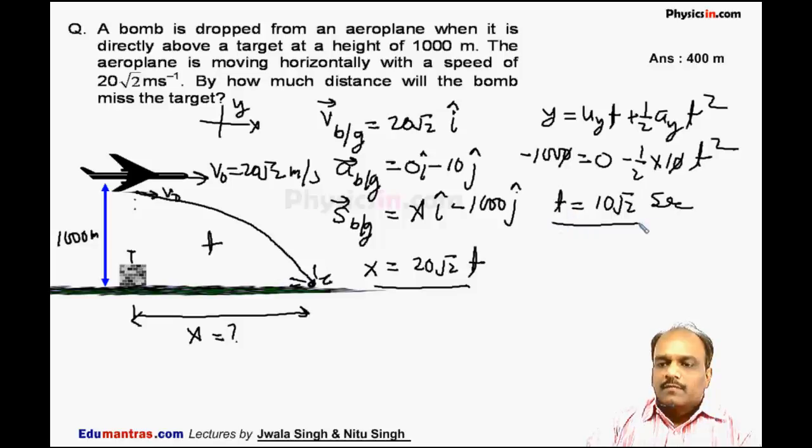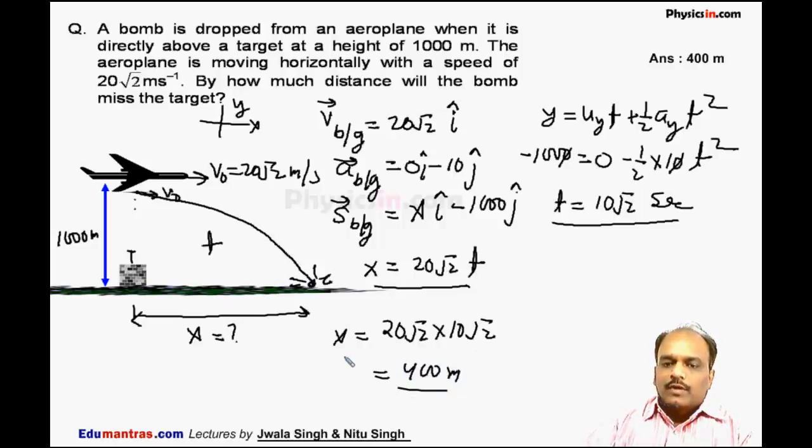So this is the time of flight of this bomb, and if I substitute the time here, I will get x equal to 20 root 2 into 10 root 2, that is equal to 20 into 2, that is 40 into 10, that is equal to 400 meter. So by 400 meter this bomb will miss this target T.